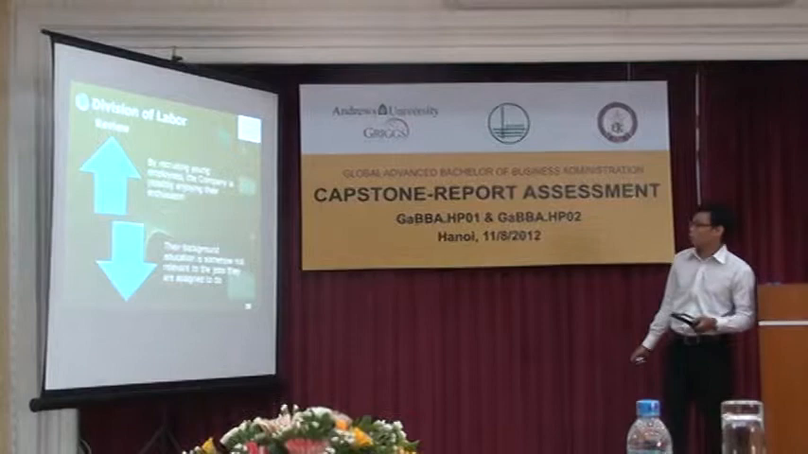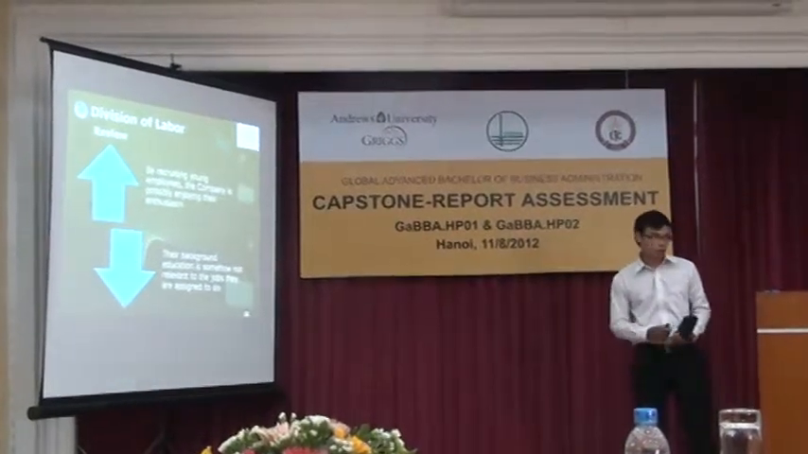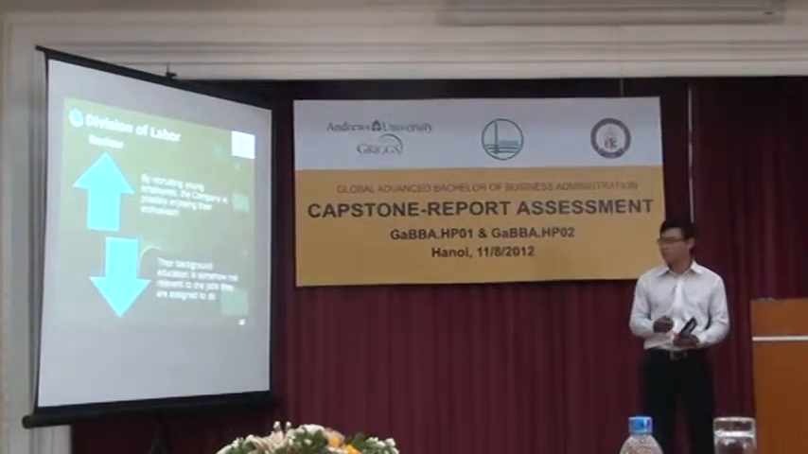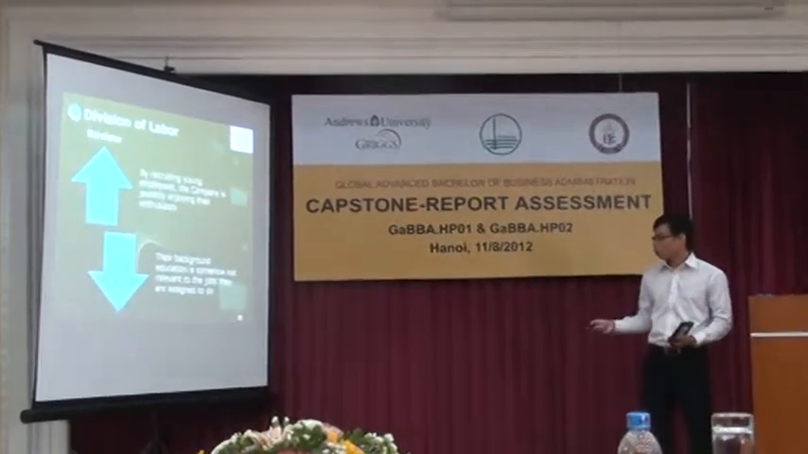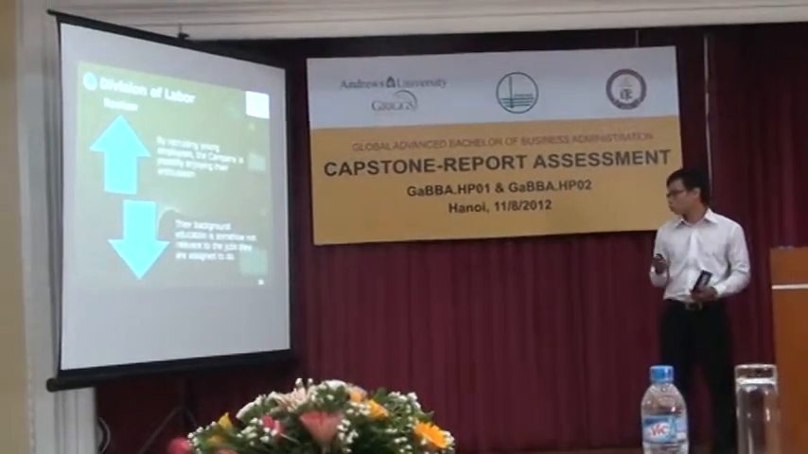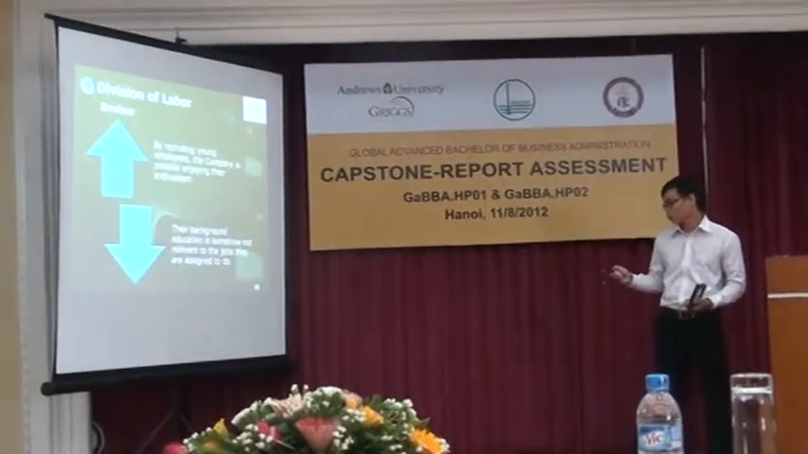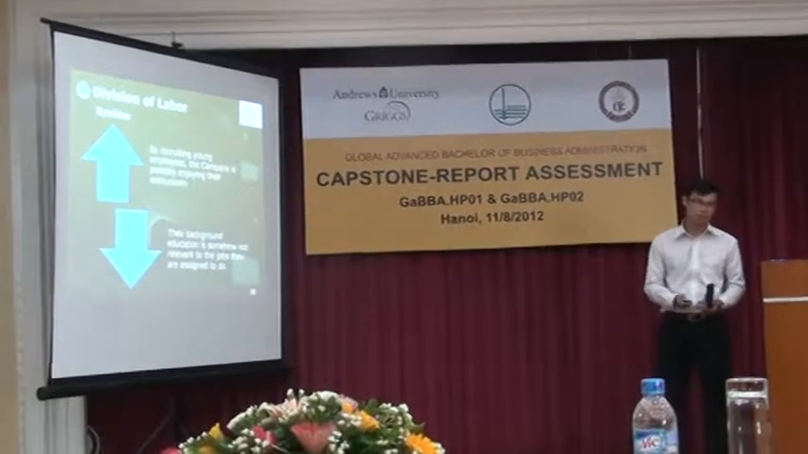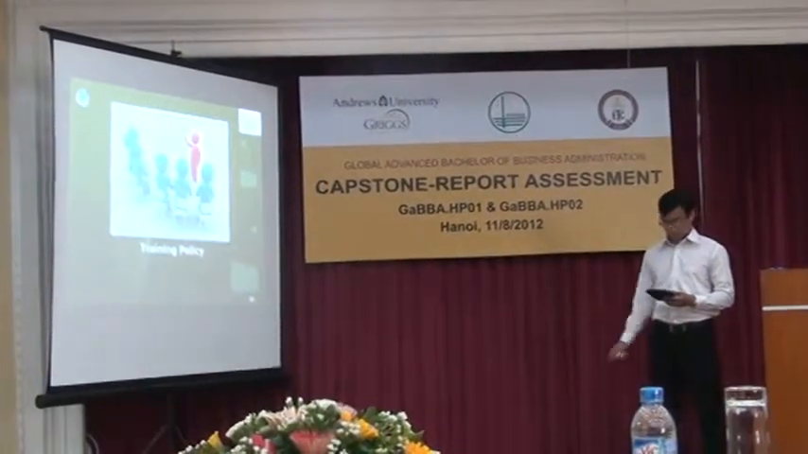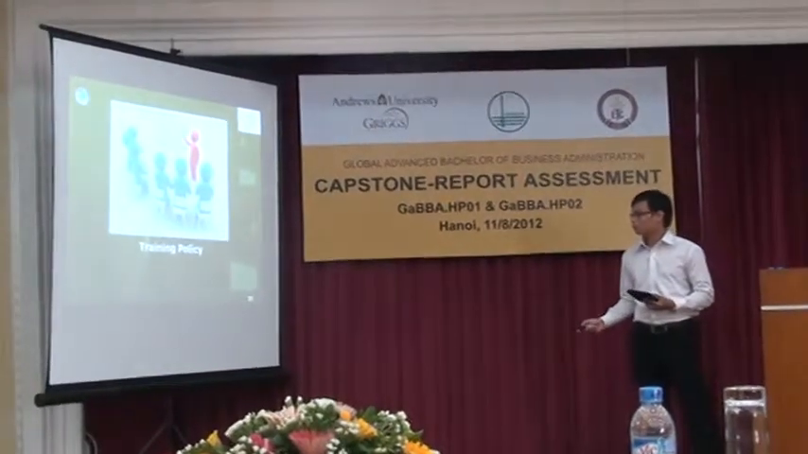In the review part of the division of labor, by recruiting young employees, the company is possibly enjoying their enthusiasm. However, their educational background is somehow not relevant to the jobs they are assigned to do. So some solutions could be given to improve the division of labor. Training policy.